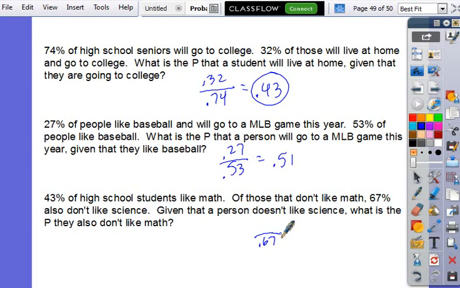57. Where does 57 come from? 43% like it. I need how many don't like it. So I do 100 minus that 43. That tells me 57% don't like it. So 0.57 would go there, and then you get my decimal version of 0.85.